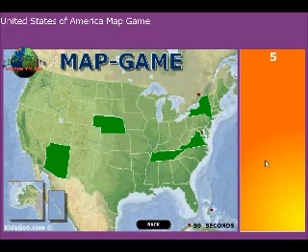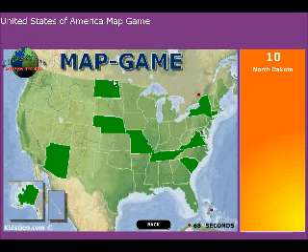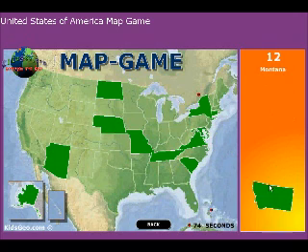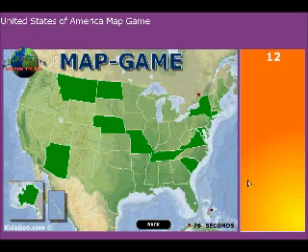Nebraska's in the Midwest, South Carolina goes there, and there's Missouri, and Connecticut is small, but it goes in the northeast. Alaska, the largest state we have. North Dakota's up top. Maryland's beside of us, and Montana's out there in the Midwest, and Vermont's in the northeast.